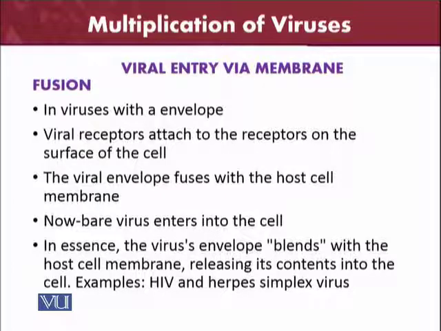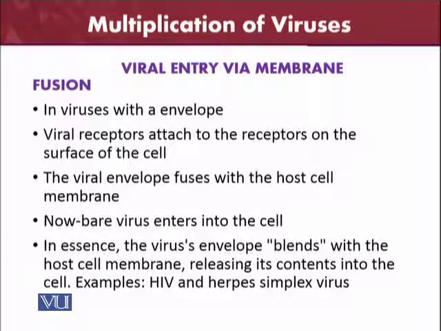First of all, the virus entry through the membrane, which is called the hemifusion and fusion membrane process. In the viruses with an envelope, most of the time this membrane process happens in those viruses which have the envelope, and they enter inside the body of the host through the membrane. Viral receptors attach to the receptors on the surface of the cell, just like we have seen in the last slides, how the attachment of the virus receptors occurs with the host cells.